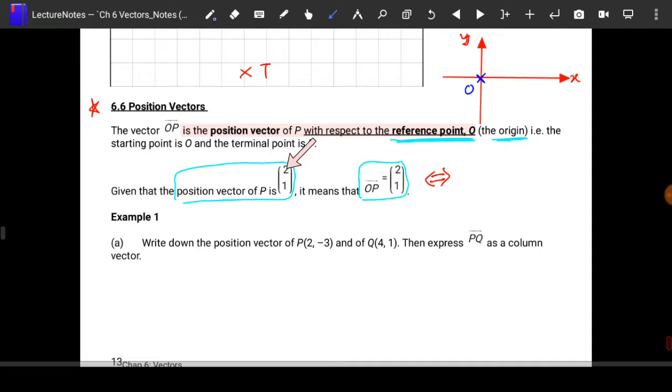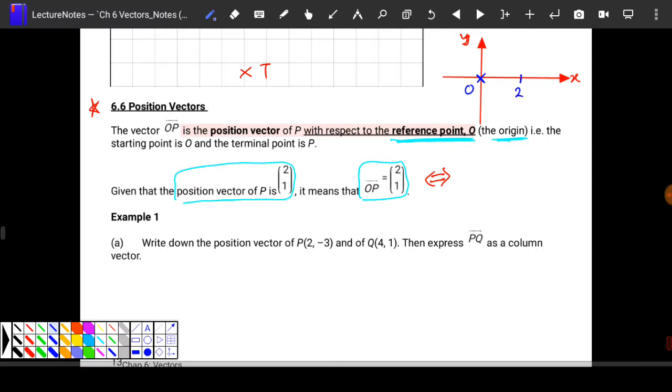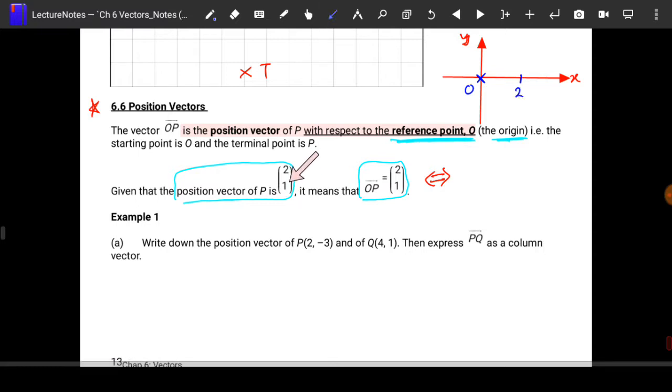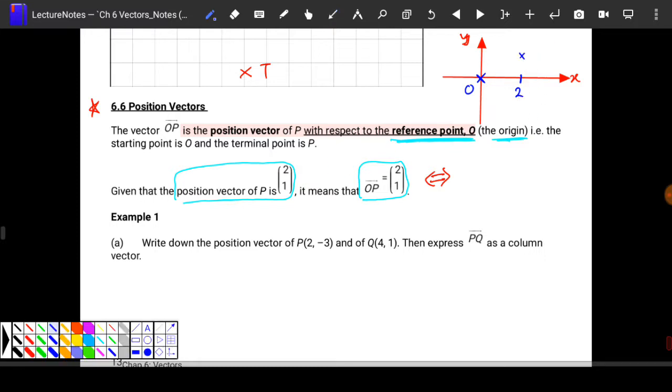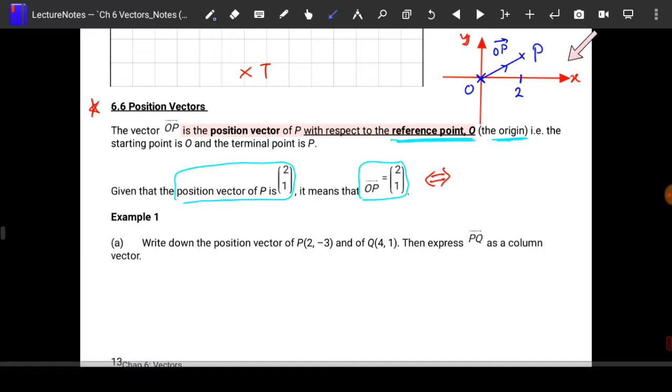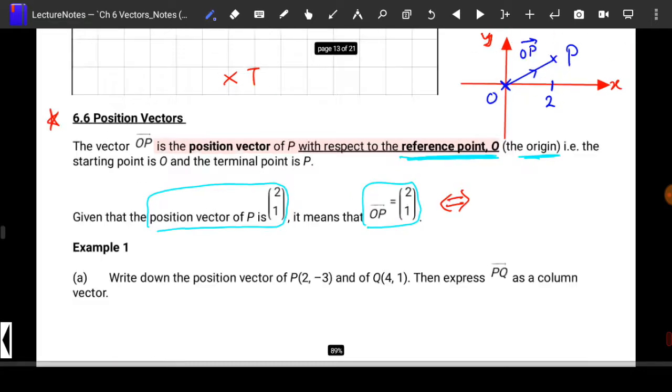Move 2 units to the right. So from here, I will move 2 units to the right. So this is 2 units. Now what does the 1 mean? 1 unit up. So from here, 1 unit up. And this point is called P. Now, can you draw a line, use a ruler, join, and tell me this is OP vector? All your attention is on the top graph here. Do I need to zoom in? Yes, I zoom in for you.